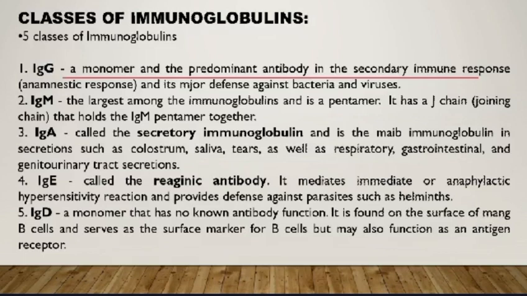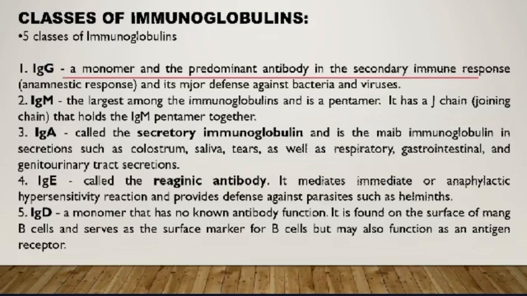IgA is called the secretory immunoglobulin, and it is the main immunoglobulin in secretions such as colostrum, saliva, tears, as well as respiratory, gastrointestinal, and genitourinary tract secretions. It exists as a monomer in serum and is a dimer in secretions. Two monomeric units are held together by J chain. It is an important component of mucosal immunity, preventing binding of the organisms in the mucosal surfaces.